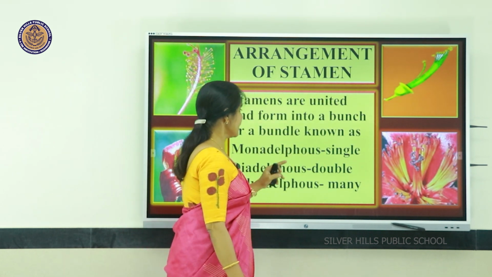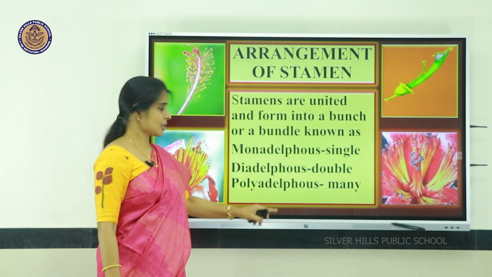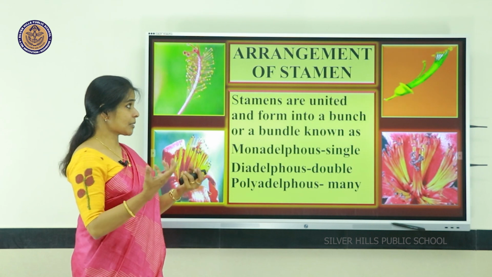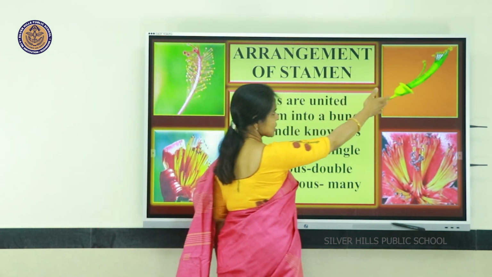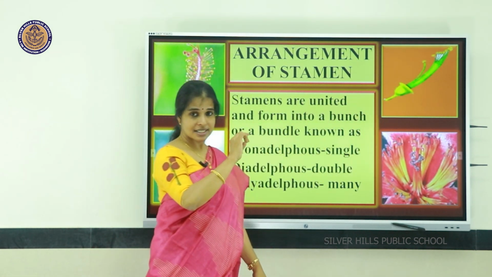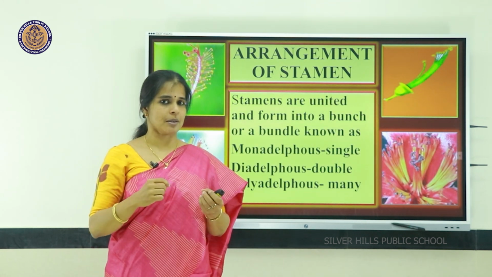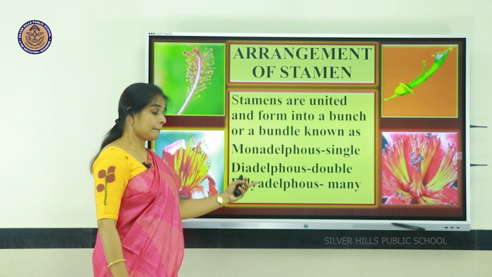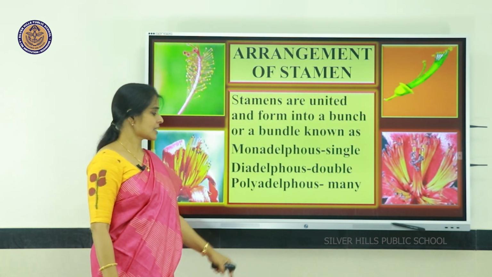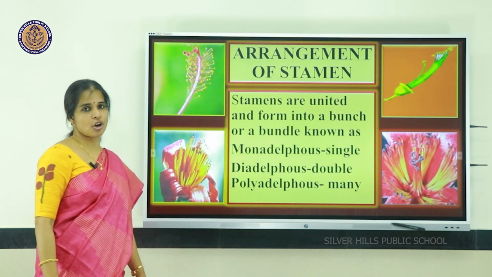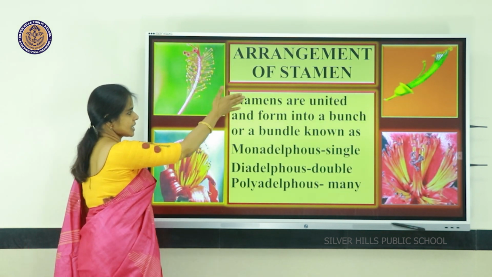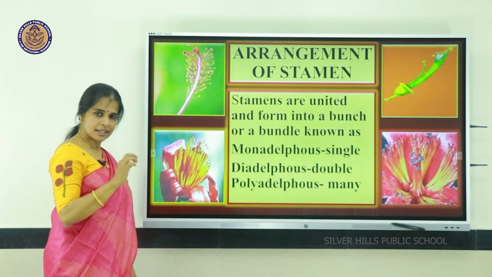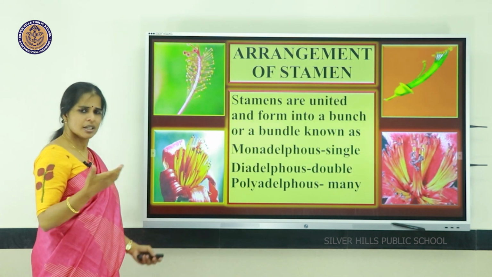One single bundle with all the stamens attached, monadelphous. Sometimes two bundles. I have just kept a picture, but no two bundles are seen, but they have two sets of stamens. If two sets of stamen attachment, diadelphous. Many bundles of stamens could be present, then we call it polyadelphous. So, see, the stamens are united and they form into a bunch.